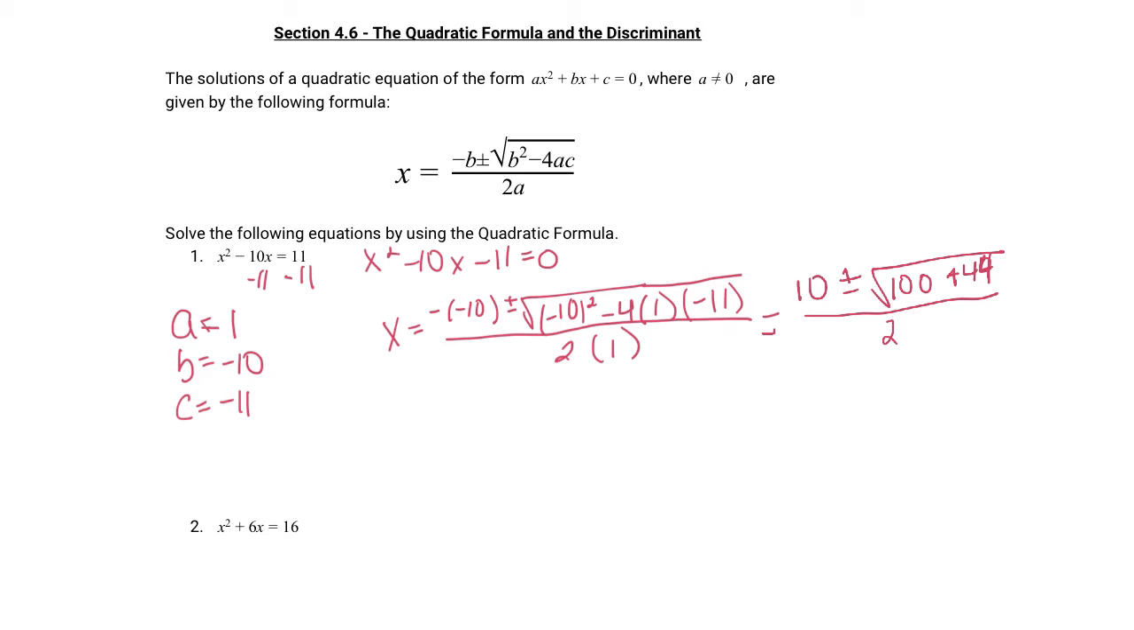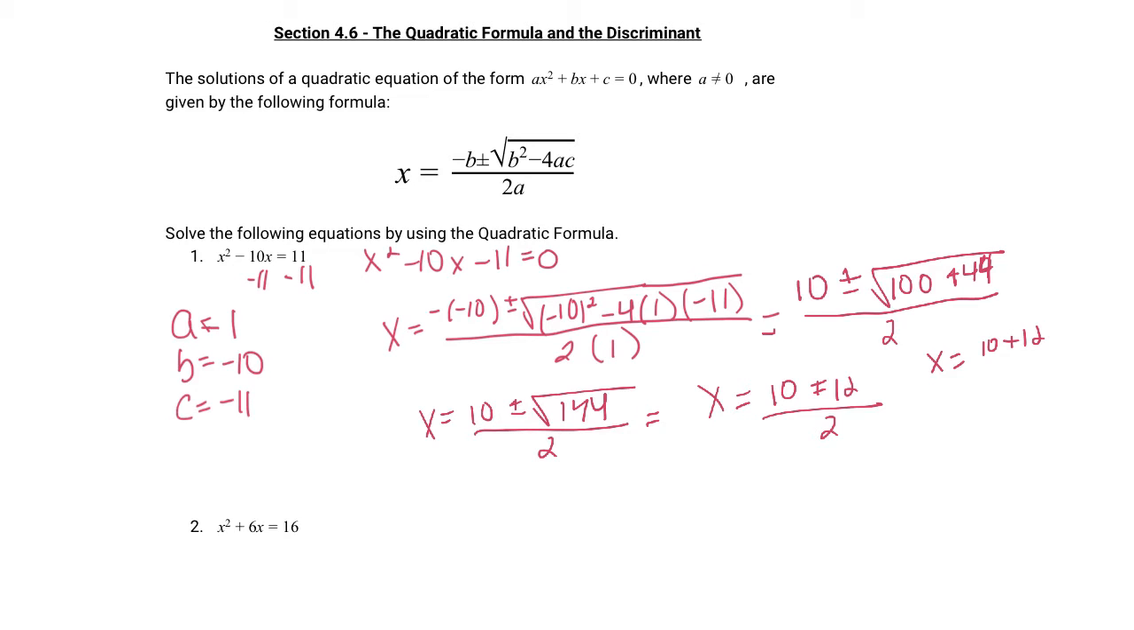Let's simplify under the radical. X equals 10 plus or minus the square root of 144 all over 2. Well, 144 is a perfect square. So we've got x equals 10 plus or minus 12 all over 2. Now, this is two values. One of them is x equals 10 plus 12 over 2. And the other one is 10 minus 12 over 2.